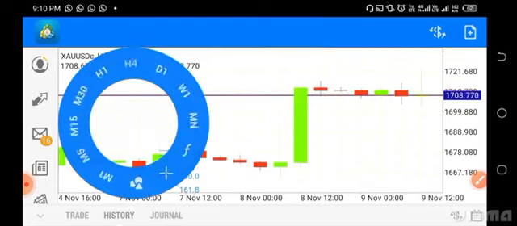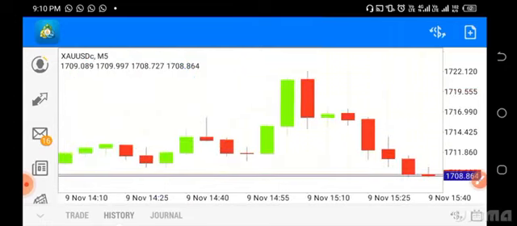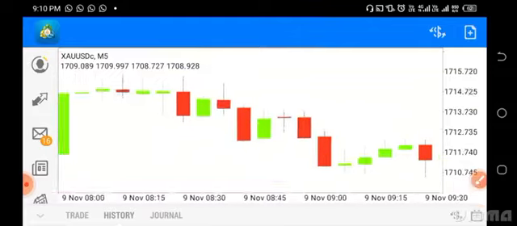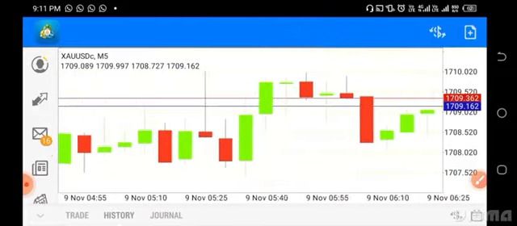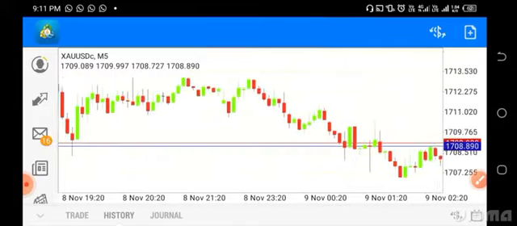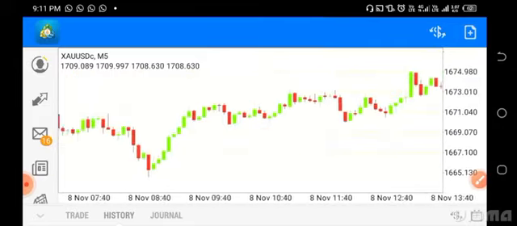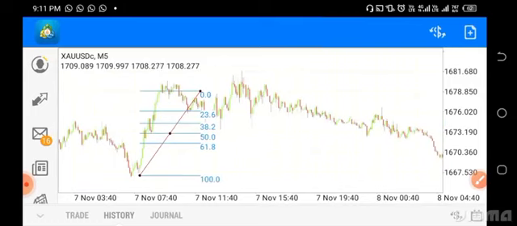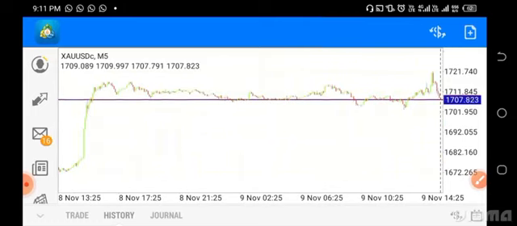Now we go back to the 5 minute chart. So now we check that this is our Fibonacci level.